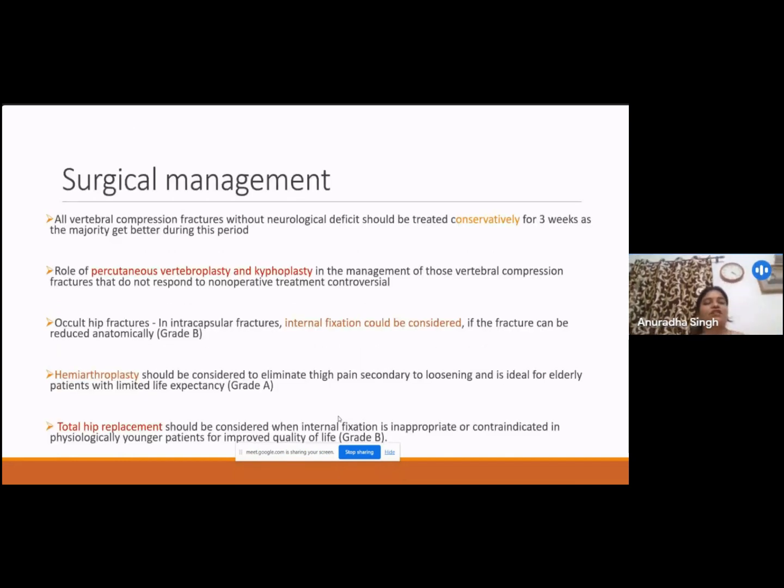Surgical management of fracture, of course, has a role. Rib fractures can be treated conservatively, but later on they might require surgery in the form of percutaneous vertebroplasty and kyphoplasty. It is the forte of the orthopedicians. Internal fixations, hemiarthroplasty, and total hip replacements, all the surgeries can be done.